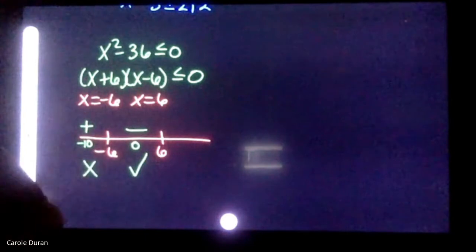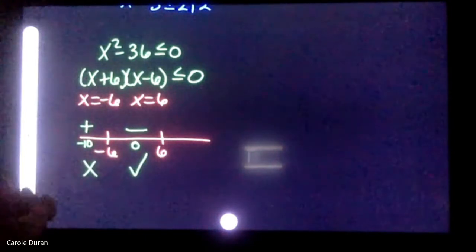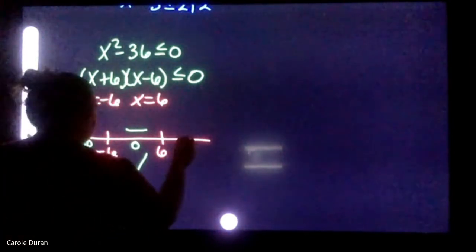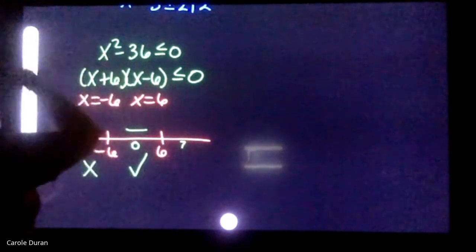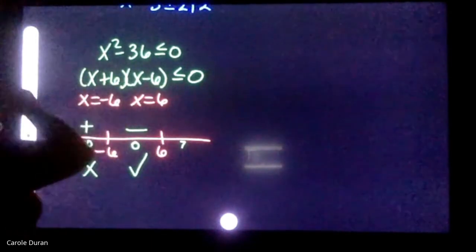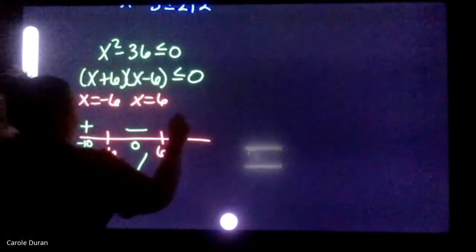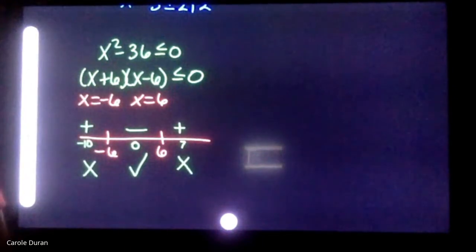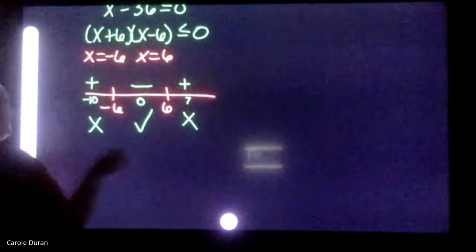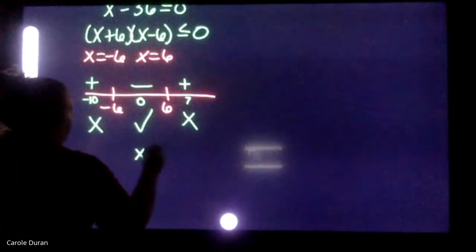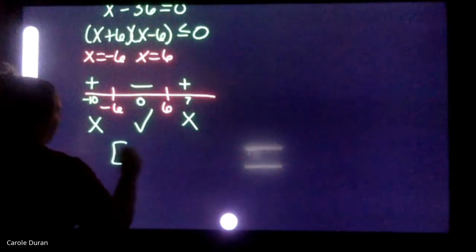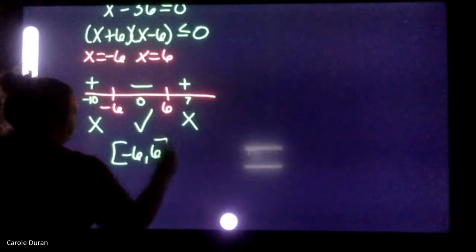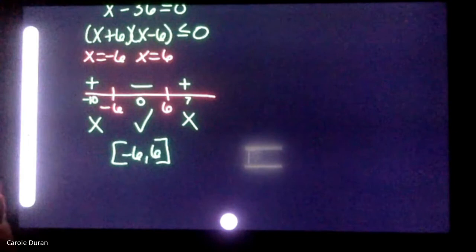I do the same thing with greater than 6. I'm going to pick a number. I'm going to do 7 this time just for fun. So when I do 7, I get 7 squared is 49, minus 36 is 13, which is positive, which means that that is not less than or equal to 0. So that interval is not part of my solution, which means that my solution is any number between and including -6 and 6.